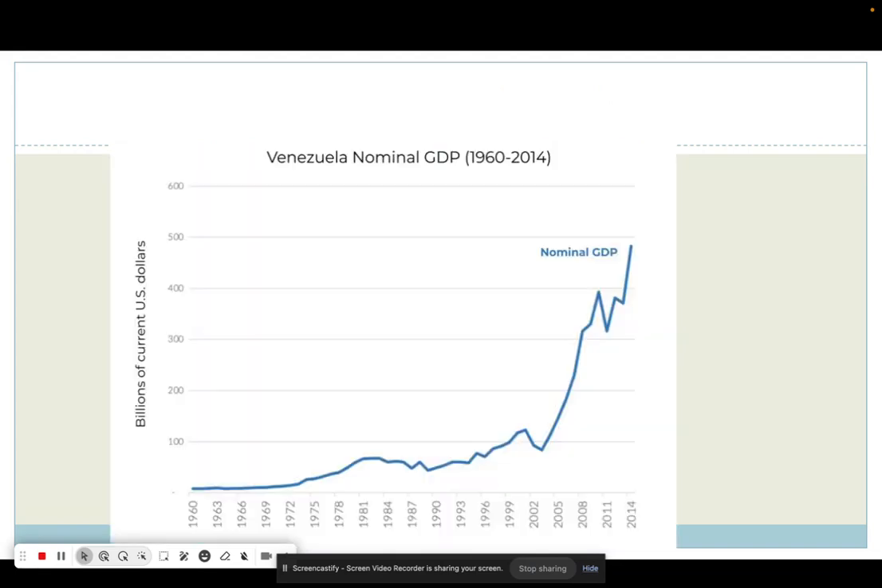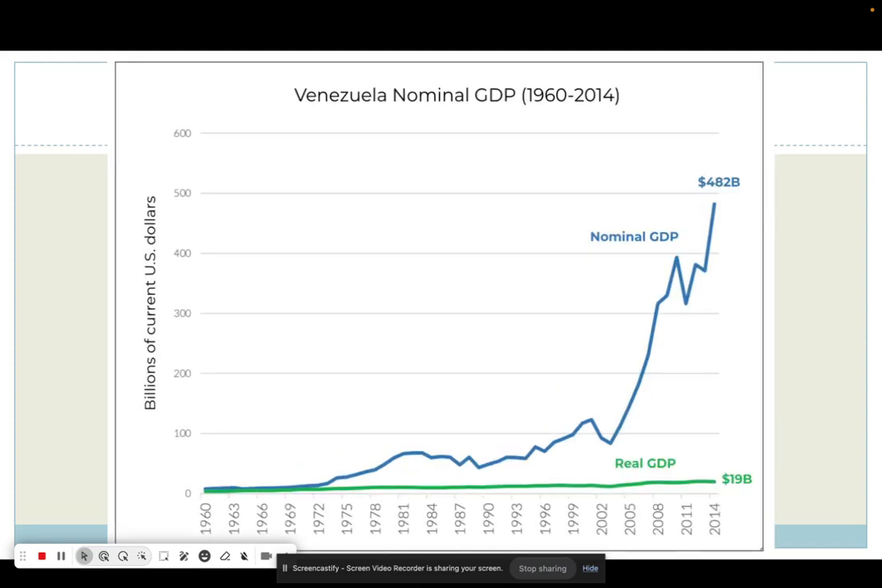All right, so right here is an example of nominal and real GDP. You get nominal right here. Remember, this is just the price in terms of current U.S. dollars each year. In current U.S. dollars, it looks like Venezuela's GDP is doing really, really good, obviously on an uptick. But if you look at the real GDP, adjusted for inflation, Venezuela's real GDP is pretty low and pretty stagnant, as you can see. So obviously a huge difference. Look at the difference between 482 billion and 19 billion, adjusted for inflation.